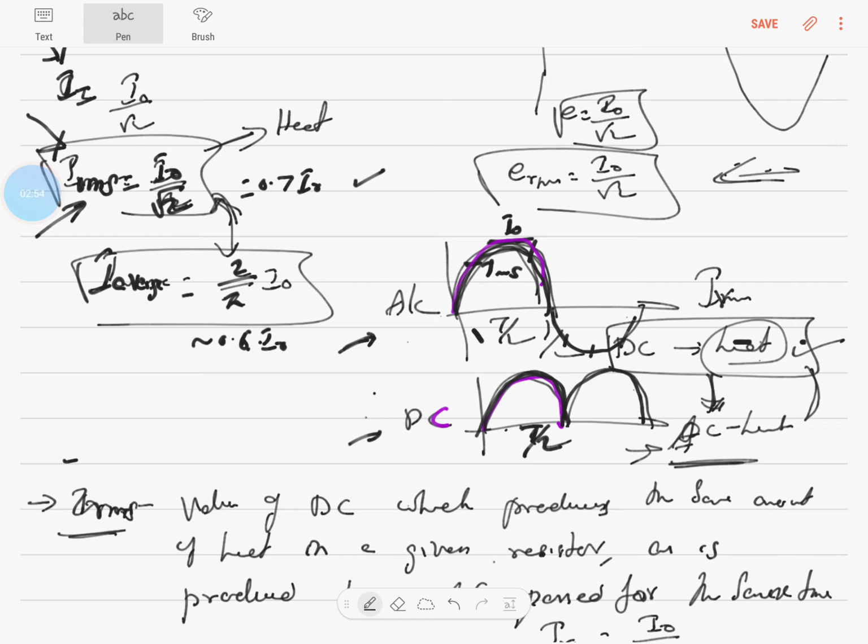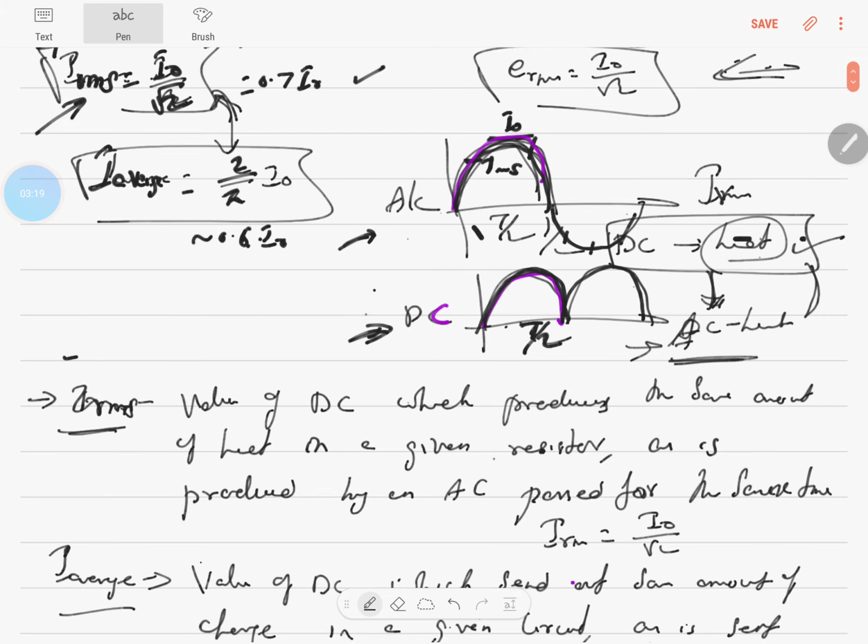In other words, they pass a DC current through a circuit. They look at how much heat is developed across a resistor. The same heat must be developed when they pass the AC current. That amount of AC current they will pass so that the heat remains the same. Based on the heat remaining the same, the value of the current is what is called the RMS value. That's what is IRMS. So can you see the definition here?